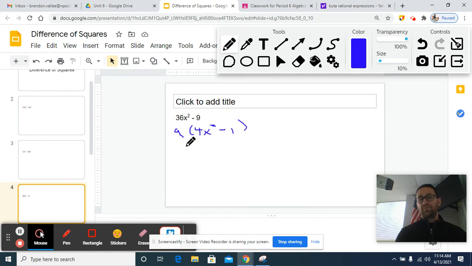And now I can do difference of squares because 4 is a perfect square and so is 1, and I have my minus. Difference of squares, take the square root of those numbers. So 9, and the square root of 4 is 2. Square root of 1 is just 1. And remember, the signs have to be different, so those middle terms cancel out. So that's difference of squares.